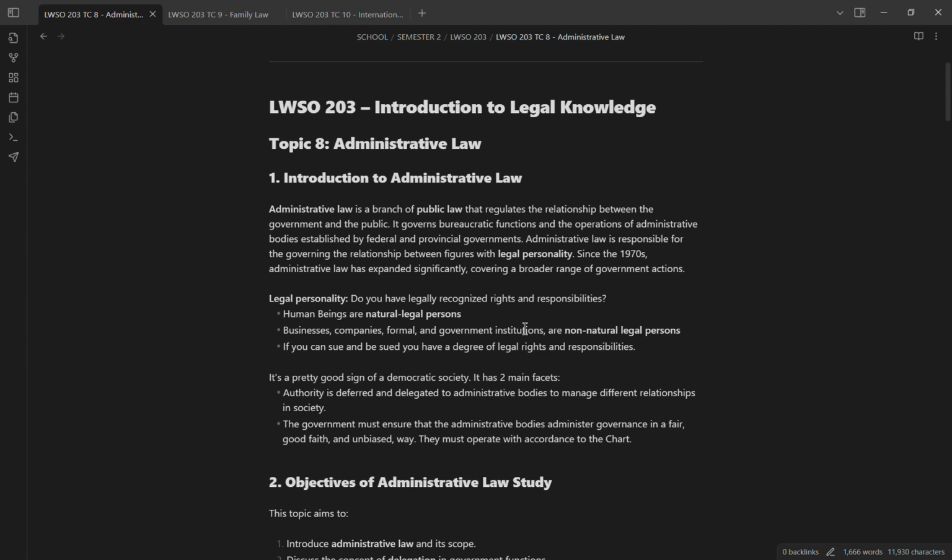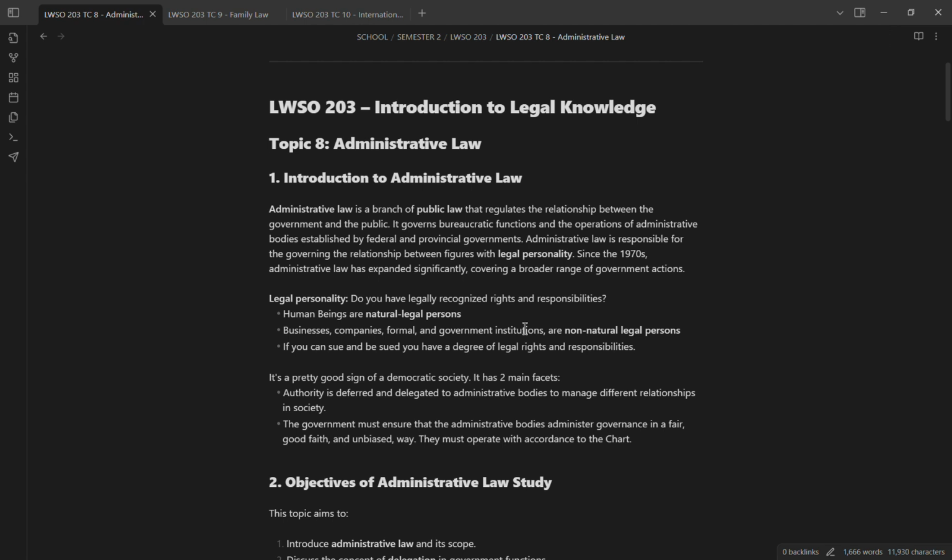The government, both provincially and federally, is responsible for the creation of different administrative bodies that are responsible for certain contextual relationships between the public and the government. Administrative law is responsible for governing this. It governs the relationship between figures with legal personality. What is legal personality? We'll get into that. But since the 1970s, administrative law has expanded significantly, covering a broader range of government actions.